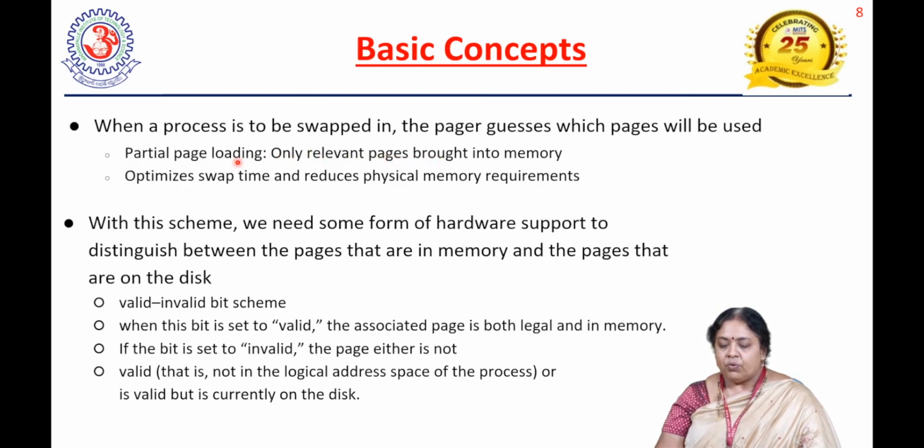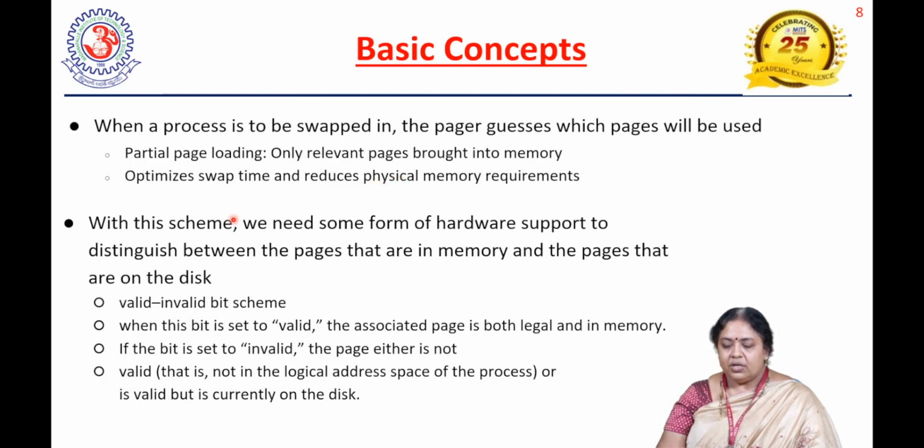Thereby the swap time is also going to be optimized, in the sense that it is going to be reduced. For example, I already told you, when a process has 10 pages, swapping all 10 pages takes time. So the pager, at the right time, determines what pages are needed for execution, and only those pages will be swapped in. And we are going to reduce the physical memory requirements per process.